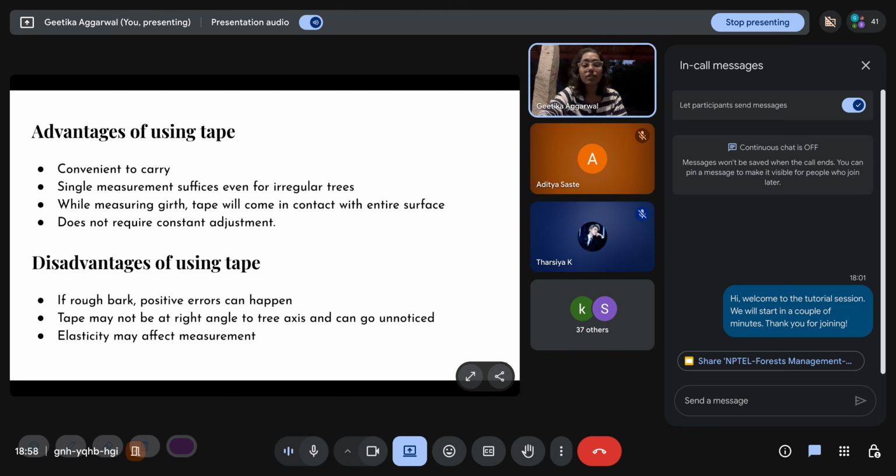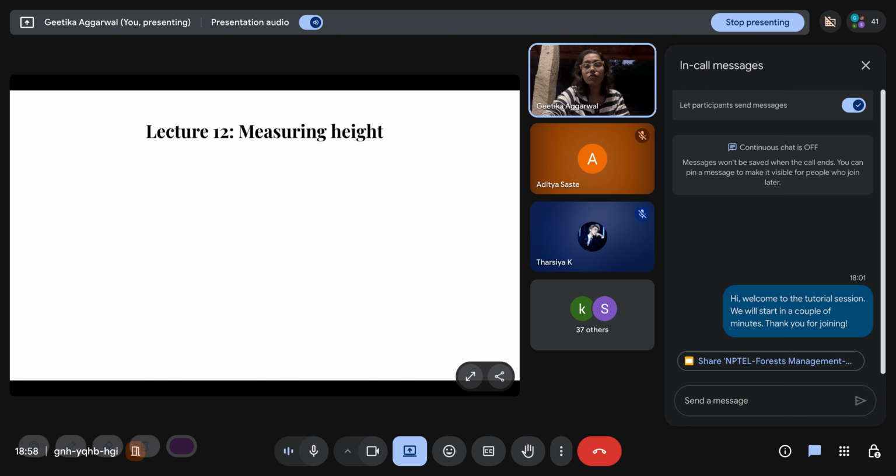And the elasticity of the tape can affect measurement. Over time, if the tape loses elasticity, it'll give you an incorrect measurement. And as I said, the observer may not have a full view of the circumference if the tree is a big tree, and that can lead to some errors in measurement. Okay. So these are some advantages and disadvantages of using tape.